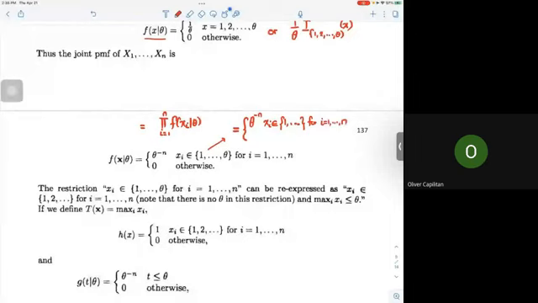And then we have an additional condition na ang maximum, the maximum of the x sub i for all i is less than theta. So yung value nito mga x sub i natin should be less than theta. And then 0 otherwise. Okay, pwedeng ganun yung pagka-express natin.